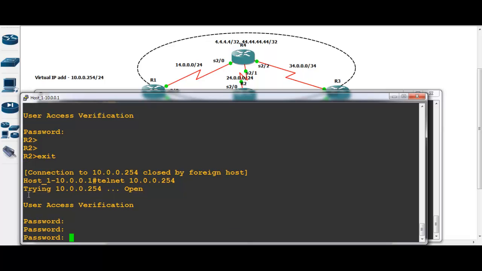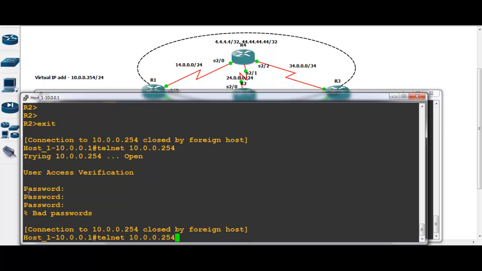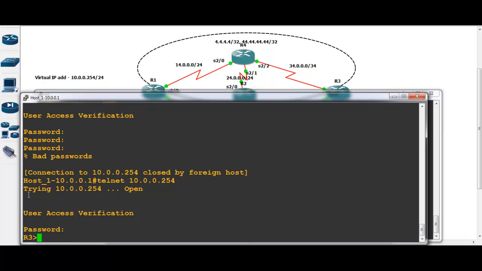One minute. Let me try one more time. So we see router 3. So this is how the switchover happens.